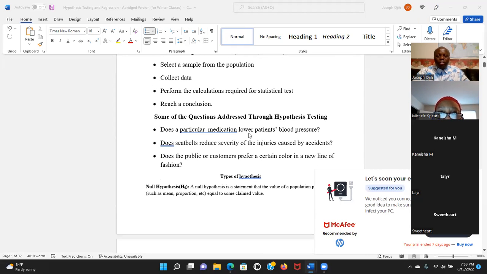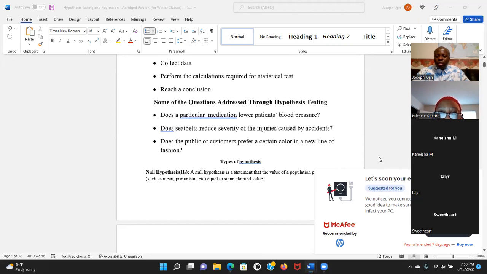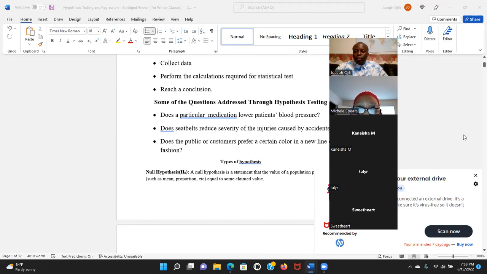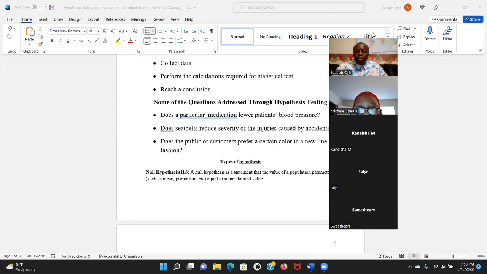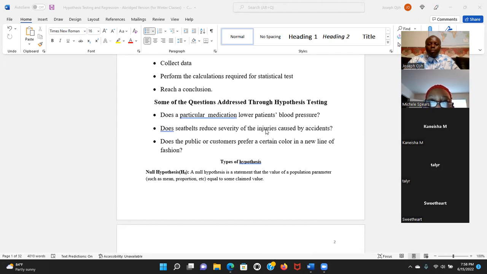Now, some of the questions that are addressed through hypothesis testing, many of them, this is just a few examples of it. Does a particular medication lower patient blood pressure? We don't know until we collect a sample and then conduct a clinical trial. Does a seatbelt reduce the severity of injuries caused by accidents? Well, all those claims have been tested. Then does the public or customer prefer a certain color in a new line of fashion? Does advertisement increase sales? Stuff like that. That's what hypothesis testing is about.